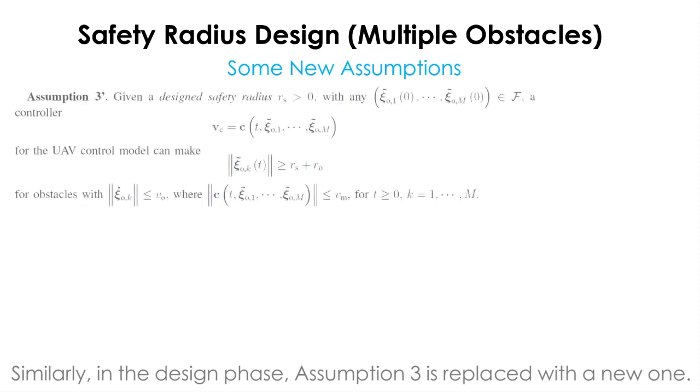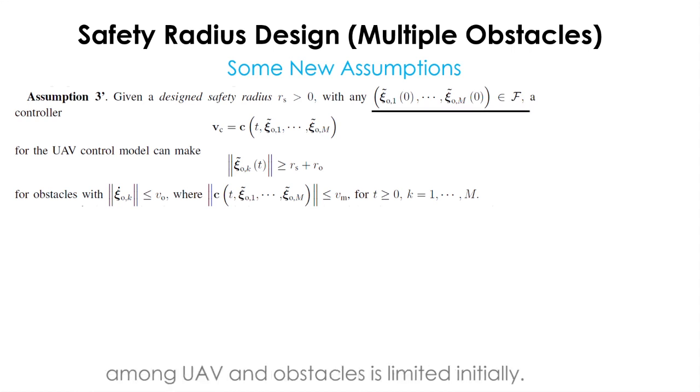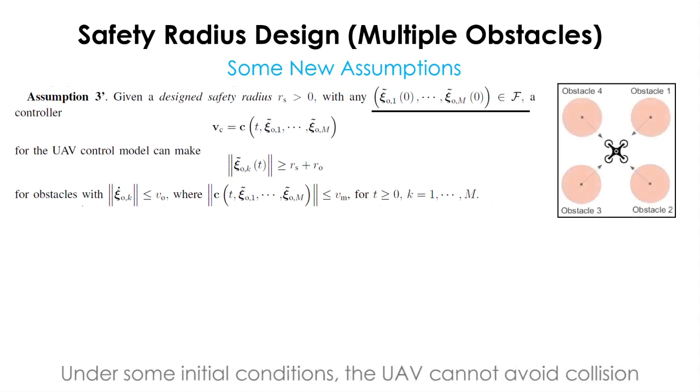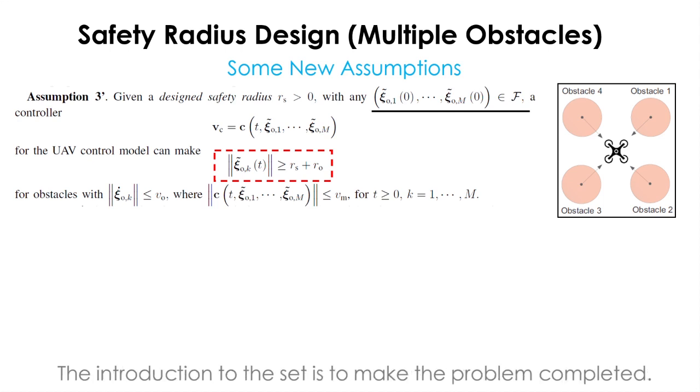Similarly, in the design phase, assumption 3 is replaced with a new one. It is worth noting that the filtered position error among UAV and obstacles is limited initially. Under some initial conditions, the UAV cannot avoid collision with obstacles no matter what controller is used, such as this case. The introduction of the set is to make the problem complete.